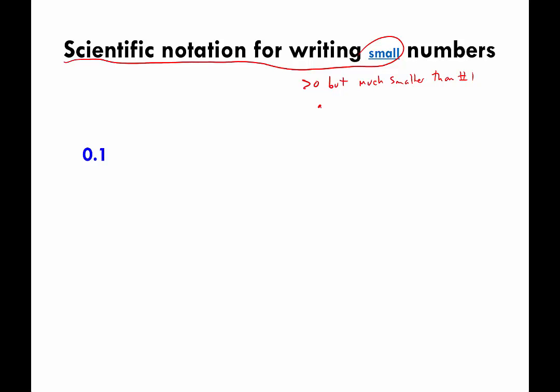So if this is a number line, this is 0, 1, 2, 3, etc. We're talking about numbers that fall in that area. Bigger than zero, but a lot smaller than one. So scientific notation can also be used to make your life a little easier when you're writing those kinds of tiny numbers. The first example of that type of number is the number 0.1.